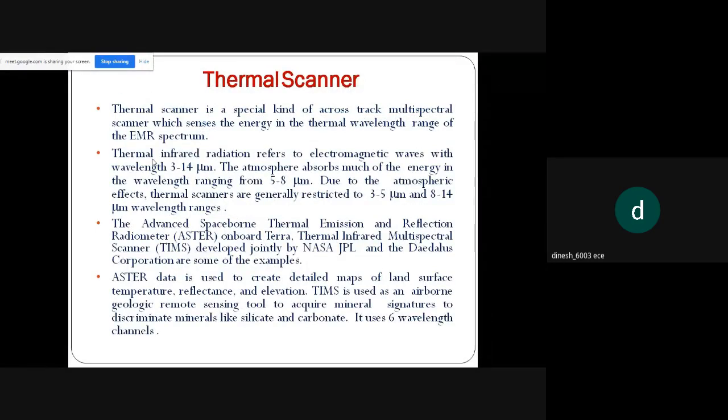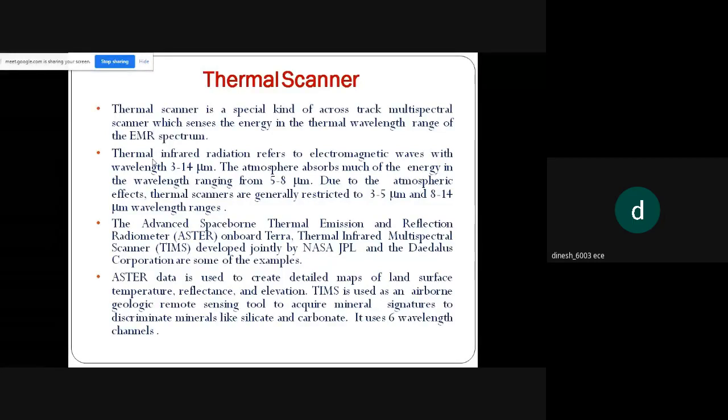The thermal scanners were developed by NASA JPL, Jet Propulsion Laboratory, and the Daedalus Corporation. They developed the Advanced Spaceborne Thermal Emission and Reflection Radiometer, which is called ASTER. They put it on board Terra, which is used for thermal infrared multispectral scanning, TIMS. This ASTER data is used to create detailed maps of land surface temperature, reflectance, and elevation.